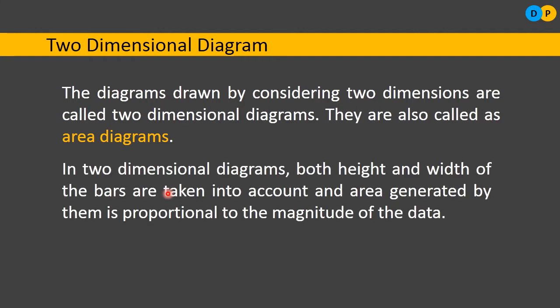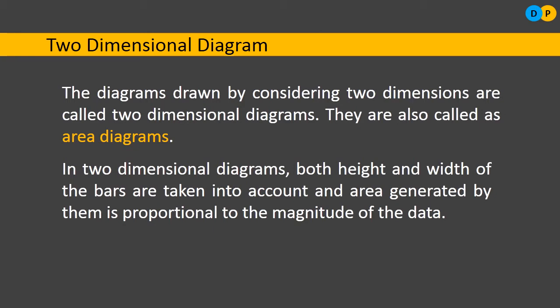Next, in two-dimensional diagrams, we will be considering height, and along with the height, we will also give importance to the width of the rectangular bars. It may be a rectangular bar, or a bar where we consider both height and width. So how are we going to consider height and width? All of this will be considered taking into account the magnitude of the data. The height and width of the rectangular bar or bars will be proportional to the magnitude of the data given, and the area generated is proportional to the magnitude of the data.